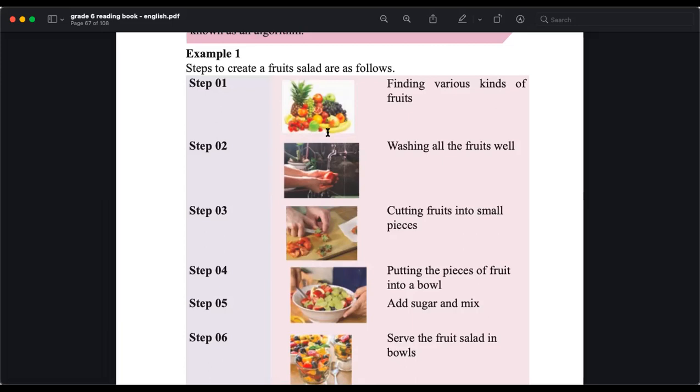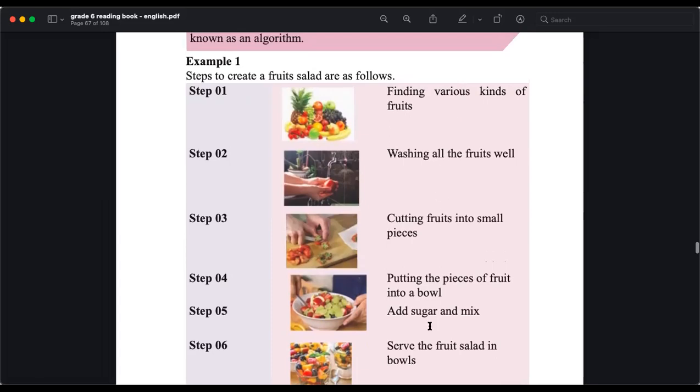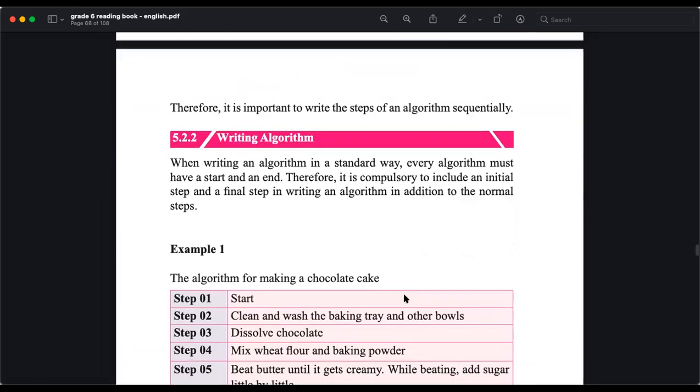That is a process. Cutting fruits, that is also a process. Put it into the bowl and mix, that is also a process. Serve the fruits, that is the output. Right? After all input, after these processes, you have the output. Okay, so this is how you write an algorithm.